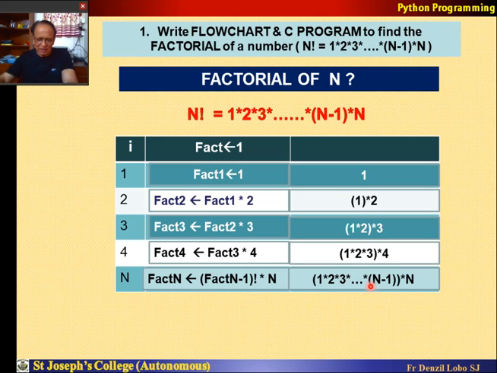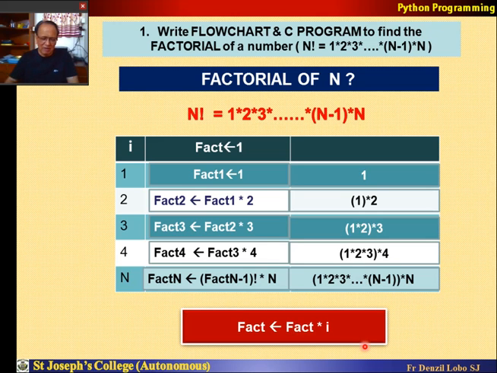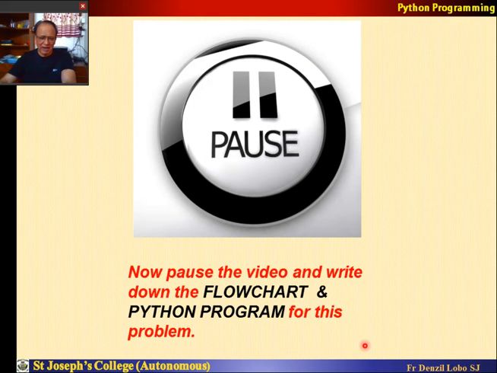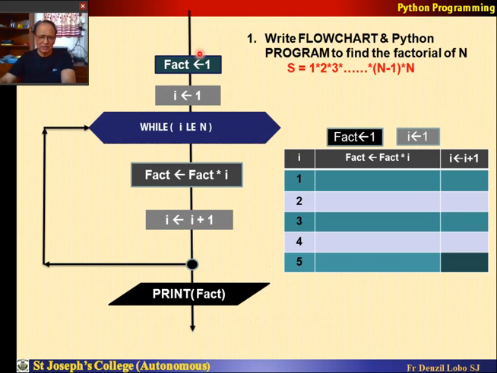In other words, we get a general formula: fact i is equal to previous factorial into i. For example, fact 2 is equal to 1 into 2. Fact 3 is equal to fact 2 into 3. So that is how we proceed, as given here. So this becomes the general formula to find out the factorial of a given number. So let us write the flowchart and the Python program.